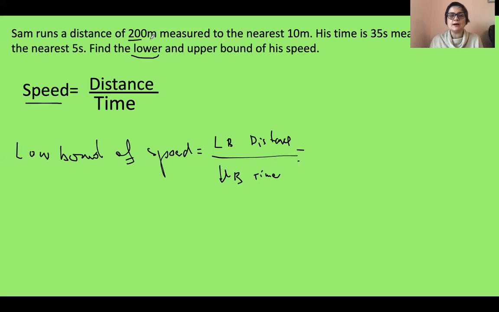Now this is 200 meters measured to 10 meters. So the lowest bound of the distance is going to be 200. So I'm going to write it down up here. Lowest bound of the distance is going to be 200 minus half of the unit, so minus 5. And so the answer is going to be 195 meters.